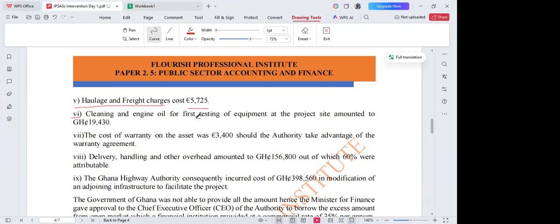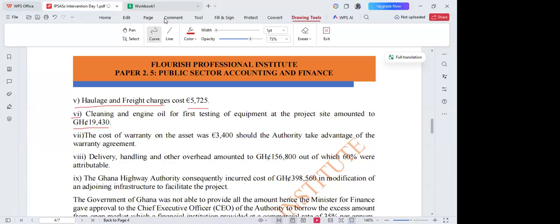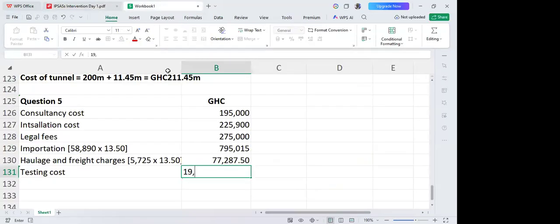VI. Cleaning and engine oil for the first testing of the equipment at the project amounted to 19,430. Are you going to consider this? Yes. Is your hand up? Yes, please. Yeah, Chrissy, go ahead. Since it's the first time testing it, I think we will consider it. Yeah, so the first time testing cost is considered. So we bring the testing cost. It's going to become part of it. That is 19,430.